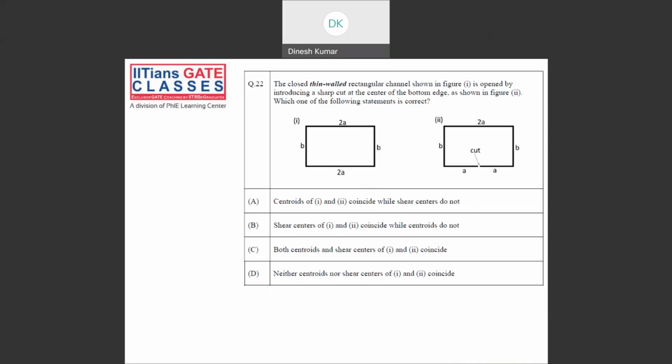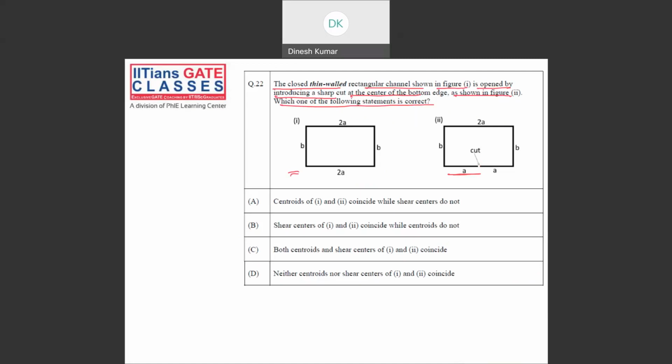Now look into this question. The closed thin-walled rectangular channel shown in figure 1 is opened by introducing a sharp cut at the center of the bottom edge as shown in figure 2. Which one of the following statements is correct? So you can see initially it's a closed section, and then there is a sharp cut, and it has become an open section.